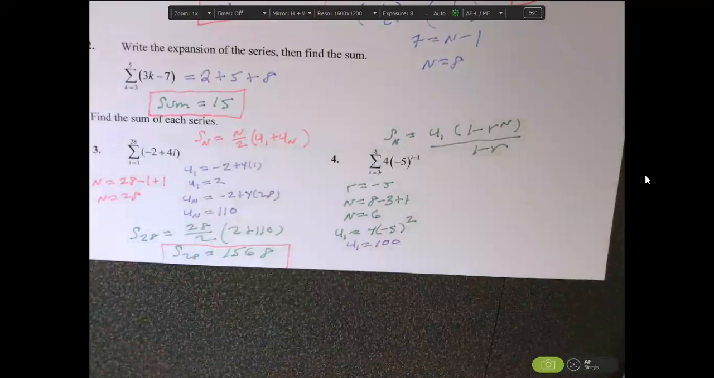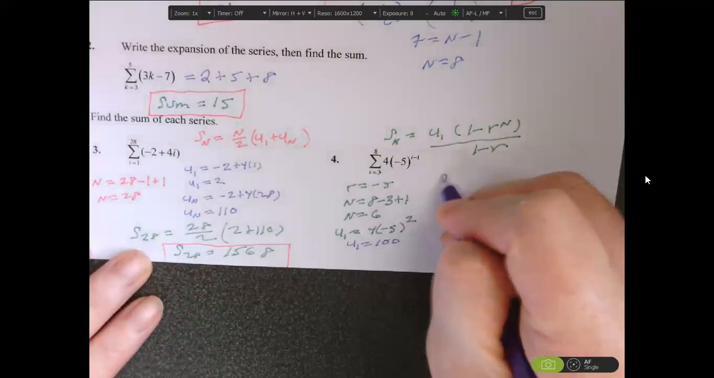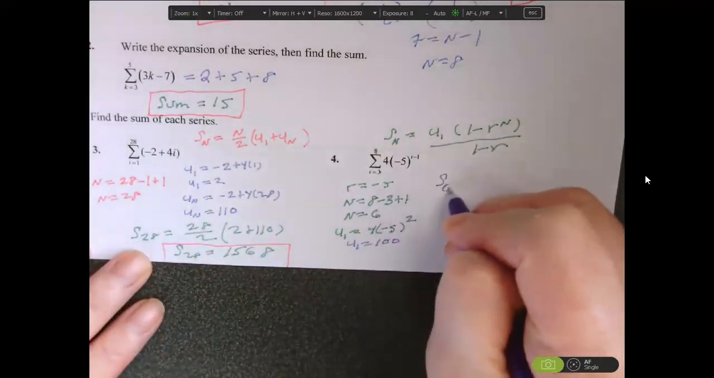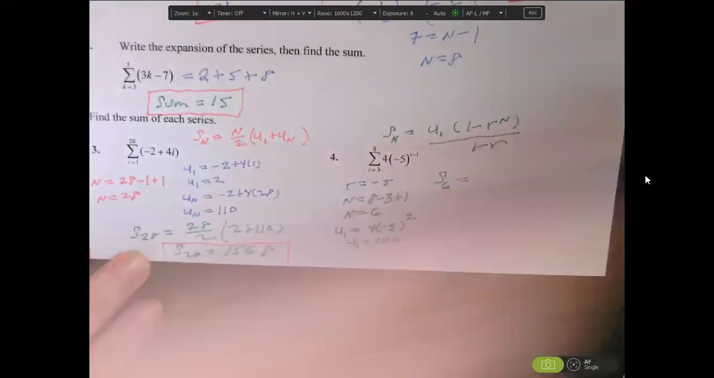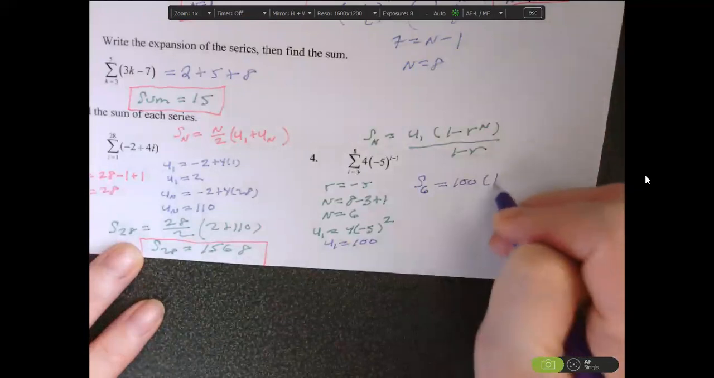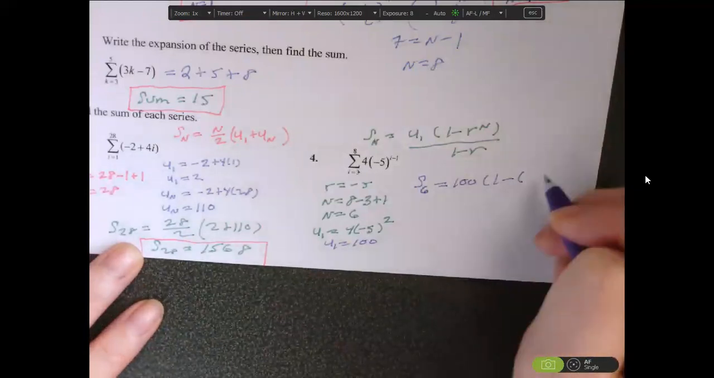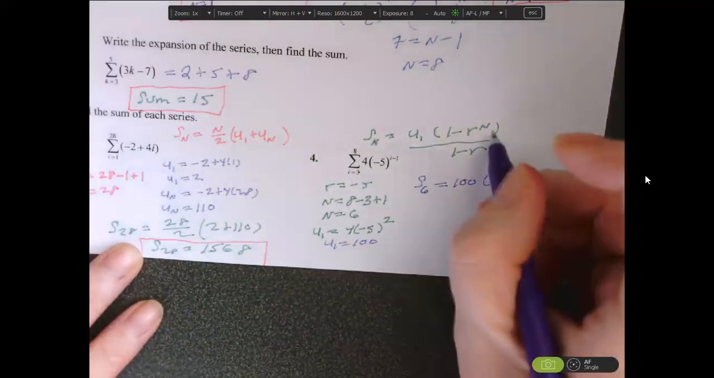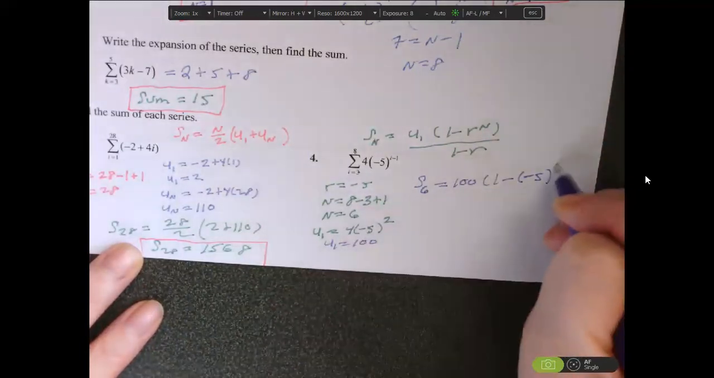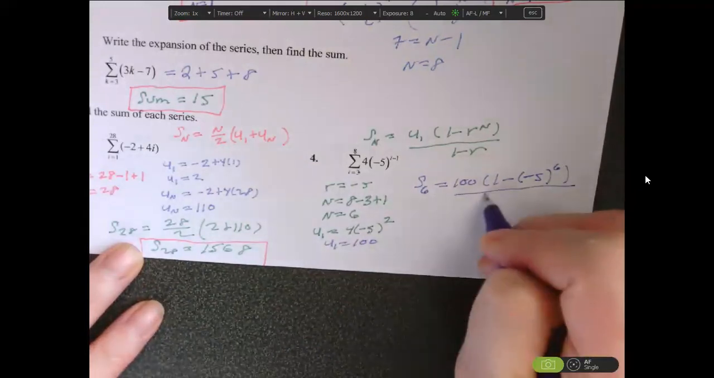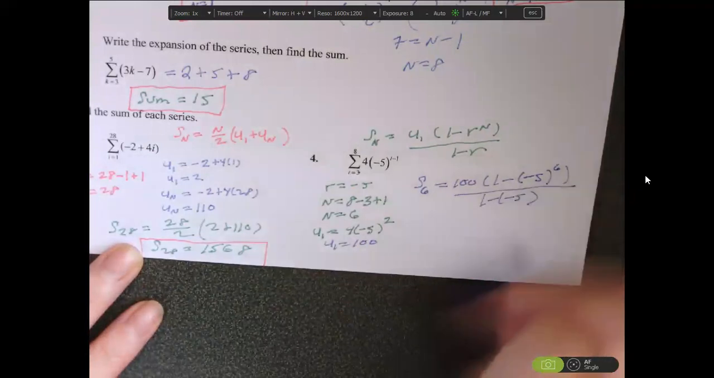Okay, so now we have everything we need to put into the formula. There are 6 terms that we're adding, so I'm going to say S sub 6 equals my u sub 1, which is 100, times 1 minus, please be careful here, negative 5, make sure you put it in parentheses. We're raising it to the 6th power. We're dividing it by 1 minus a negative 5.